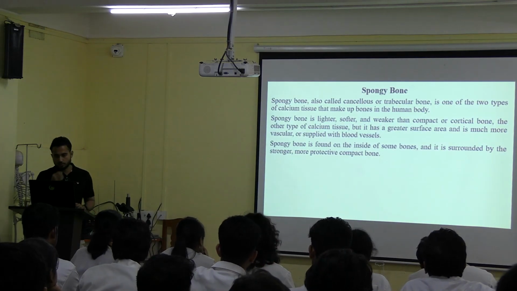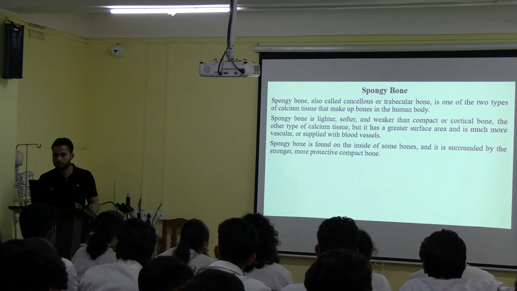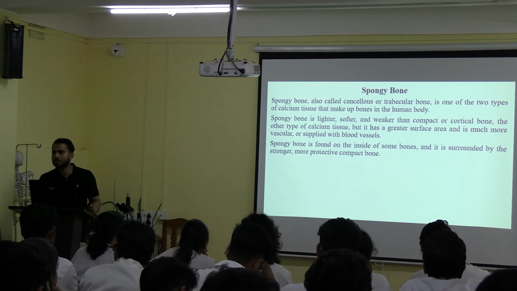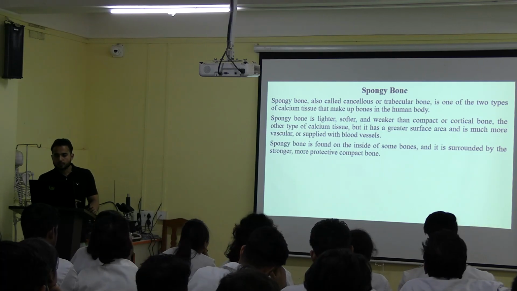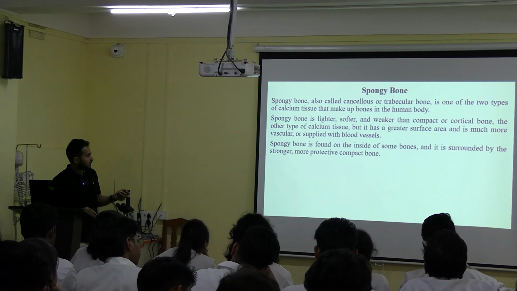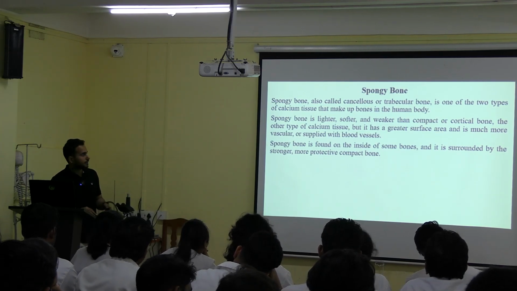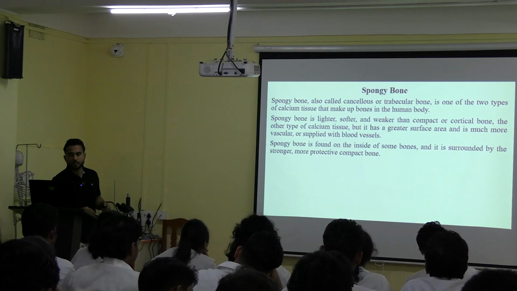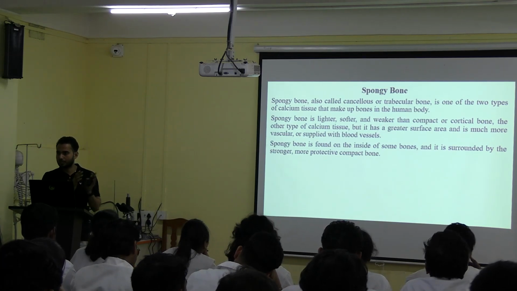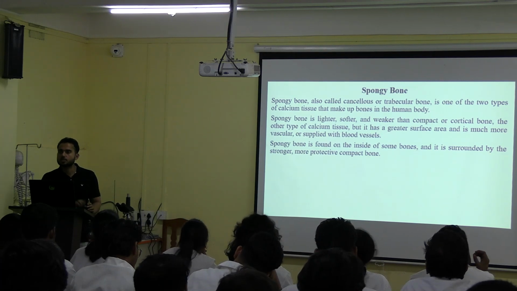Next, spongy bone. Spongy bone is also called cancellous bone or trabecular bone. The spongy bones are lighter, softer and weaker as compared to the cortical bone. The spongy bone is found on the inside of some bones and it is surrounded by strong compact bone. Here I have taken the example of a long bone, so the interior part is made up of spongy bone.